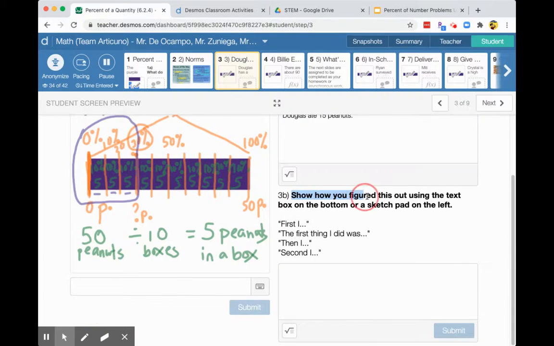3B says show how you figured this out using the text box on the bottom or a sketch pad on the left. Does it mean that you have to do both this and this picture? No. Okay, you have a choice of either one. And so for me, I'm skipping this part because I already did it here. Okay. But some people are not going to skip this because it helps you remember what you did for this kind of problem. Okay. So it's up to you. You can skip this if you want, or if you find this helpful so you can remember what we learned, do it.